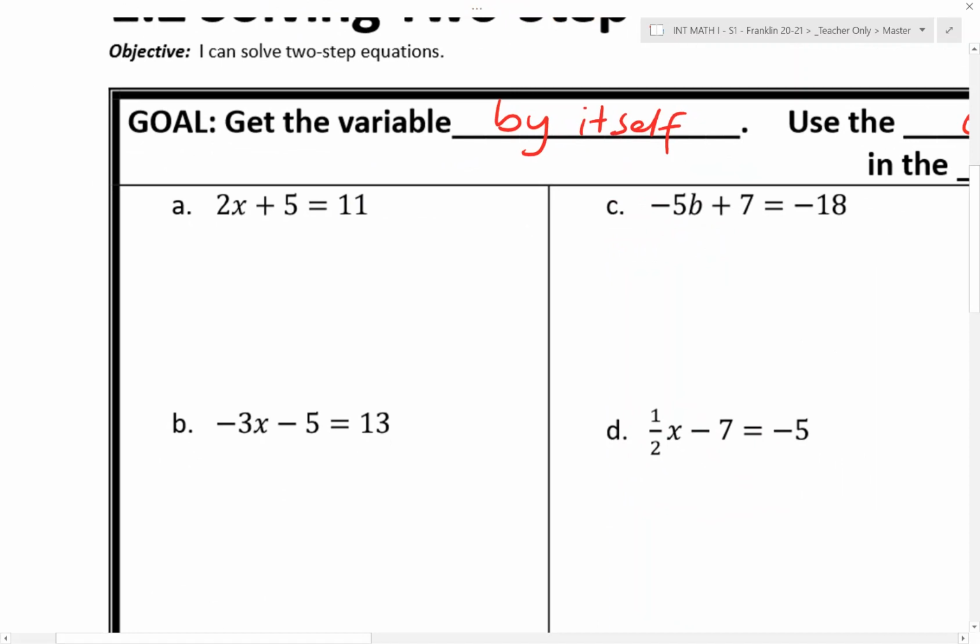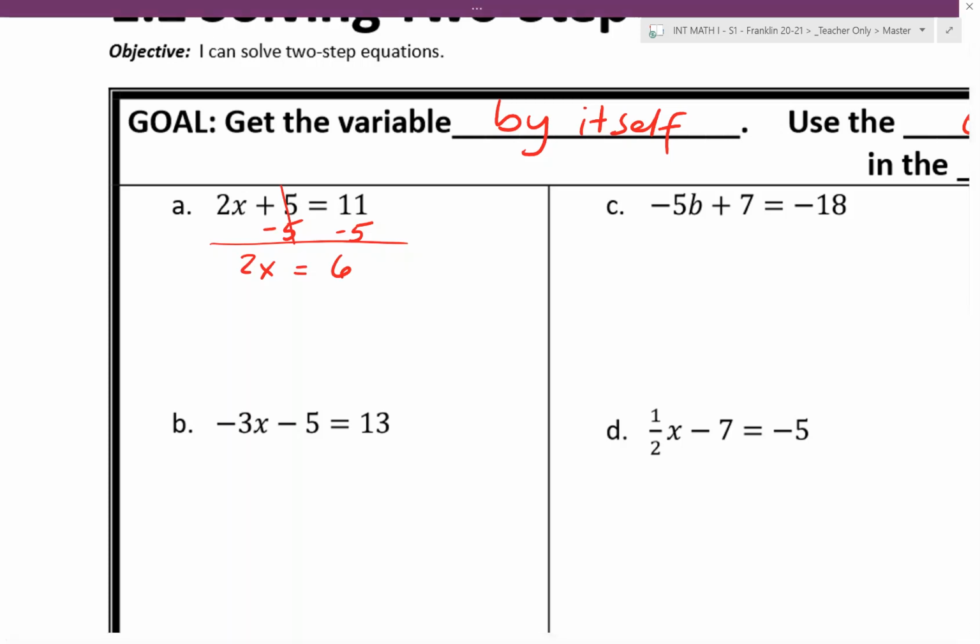So for example A, it says 2x plus 5 equals 11. So if you find your variable right here, x, you can see it's being multiplied by 2, and then it's being added by 5. So what we're going to do is get rid of the 5 first, because that's the last thing that happened to it. So our first step is to remove the 5. So we subtract 5, because it's being added, so we do the opposite. These 5's cancel, so we have 2x equals 6.